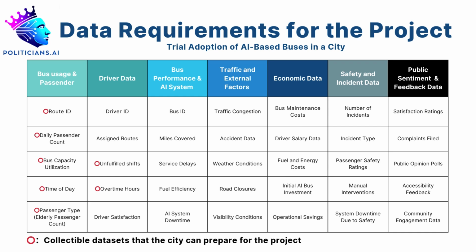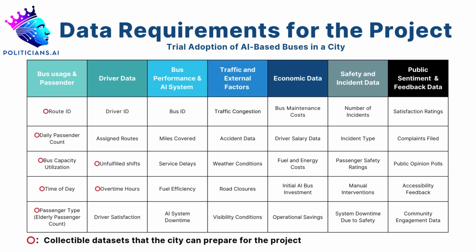6. Safety and incident data. Public confidence in AI buses will depend on their safety. This dataset captures all safety-related data. Key features: number of incidents. We'll track the number of incidents, such as accidents or mechanical failures, for both AI and non-AI buses.